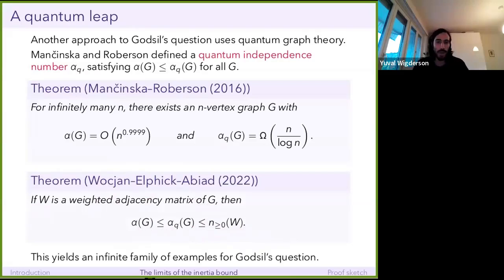And so if you just combine these two results, you'll find an infinite family of examples where you have a separation between the independence number and the inertia bound. Because in these examples, the independence number we know is n to the 0.9, and the inertia bound is at least this quantum independence number, and that's n over log n. So this is a sort of more robust infinite family of examples showing that the inertia bound is not always tight. So any questions about that?